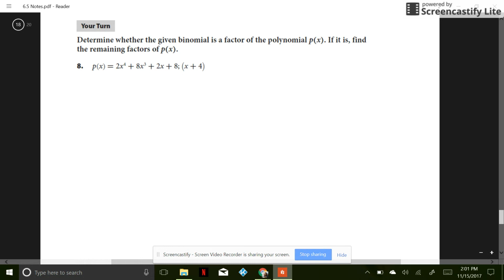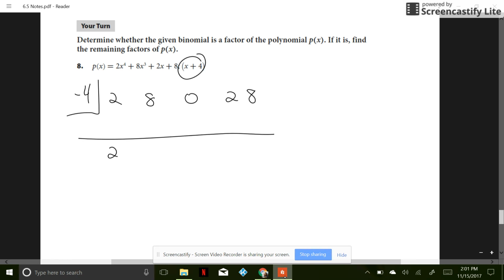Okay, so we're trying to determine whether this is a factor. So we take our term here, do the opposite sign, so -4. Take our coefficients, 2, 8, 0, 2, and 8. Our line, bring down the 2, multiply. -4 times 2 is -8. 8 plus -8 is 0. -4 times 0 is 0. Adding 0 plus 0 is 0. Multiply. -4 times 0 is 0. 2 plus 0 is 2. Multiply. -4 times 2 is -8. 8 plus -8 is 0. So yes, it is a factor.